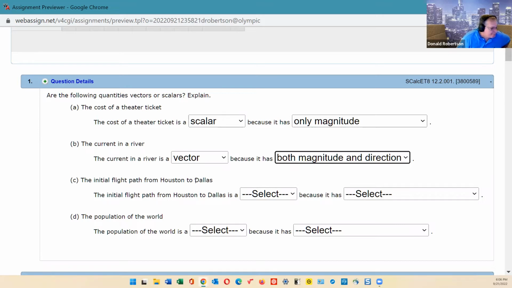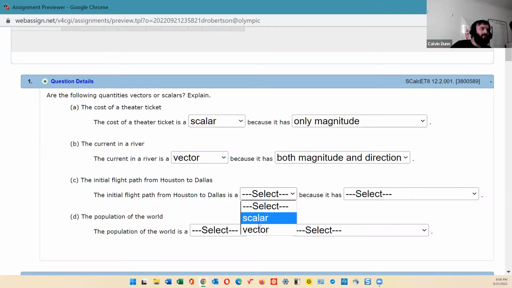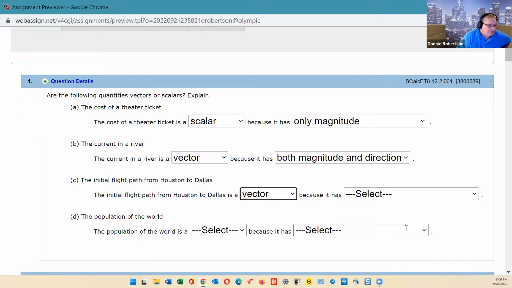The initial flight path from Houston to Dallas, vector or scalar? I now realize it's vector, but at first I thought it was scalar. Because you're thinking an aircraft flies at 250 mile or 950 mile an hour, right? Yeah. Which is true, it does. But doesn't an aircraft also have a direction that it flies in? In this case, from Houston to Dallas. I was thinking it went in a straight line. Yes, but isn't that straight line got a direction? Yes. That's what makes it vector then. Oh, okay.